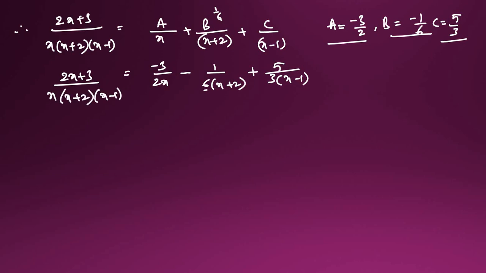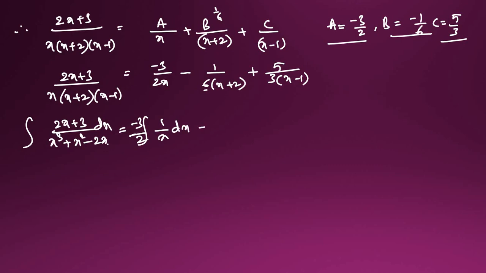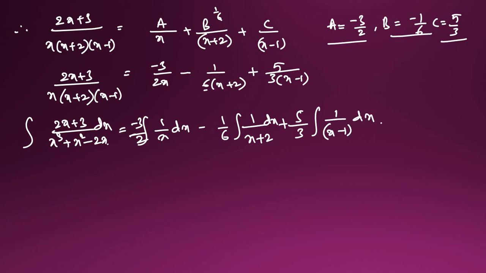So the question is actually the integral of 2x plus 3 divided by x cube plus x square minus 2x. So in this integral, for both sides we get integral of minus 3 by 2 into 1 by x dx, minus 1 by 6 into integral of 1 by x plus 2 dx, and plus 5 by 3 integral of 1 by x minus 1 dx.